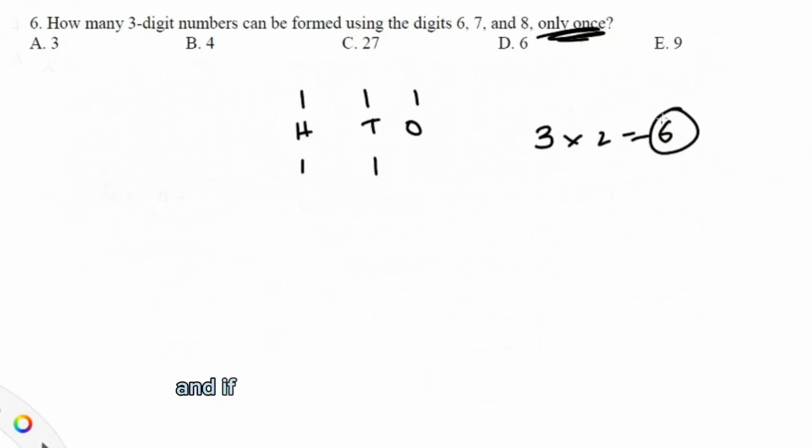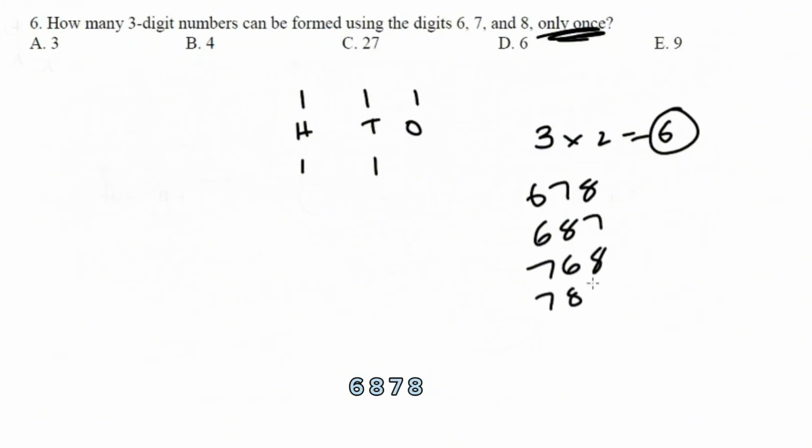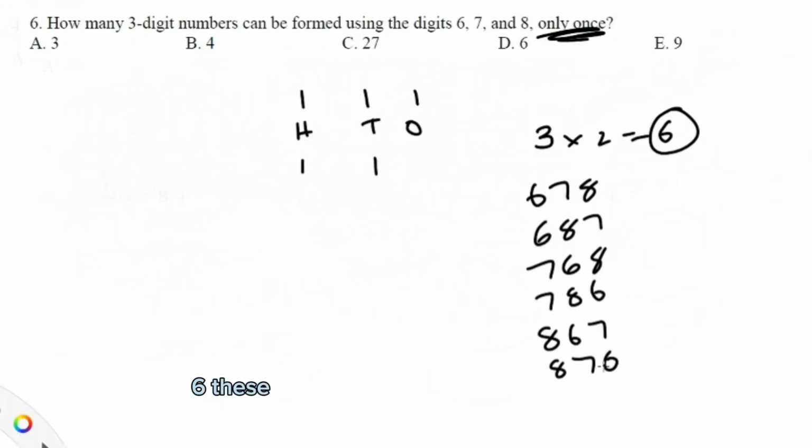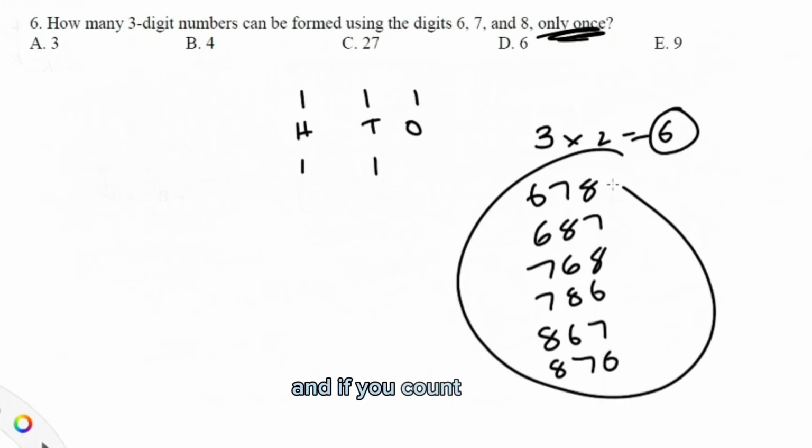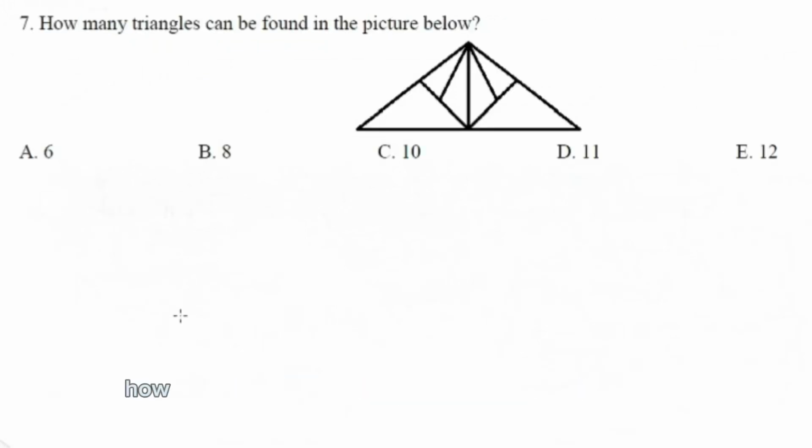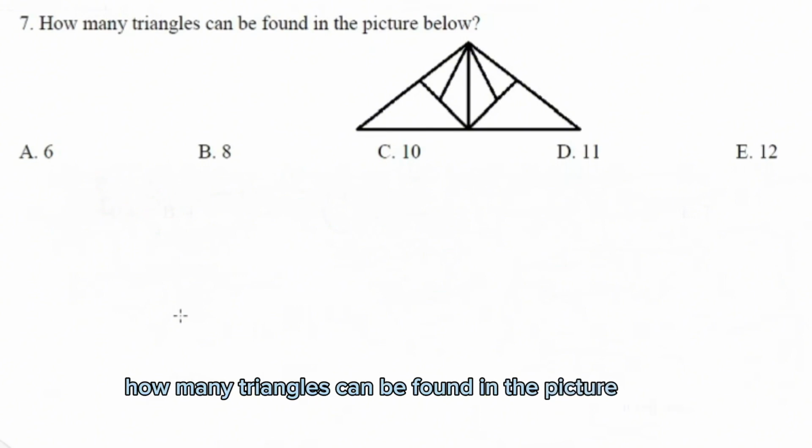your answer. And if you want to write them out and check, you can: 678, 687, 768, 786, 867, and 876. These are all the possible combinations, and if you count them, that's 1, 2, 3, 4, 5, 6, and that's your answer. Next, how many triangles can be found in the picture below?